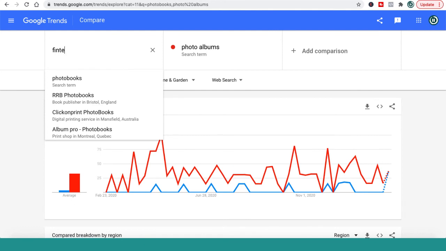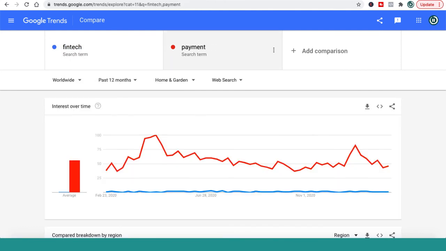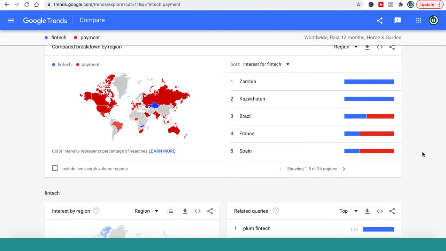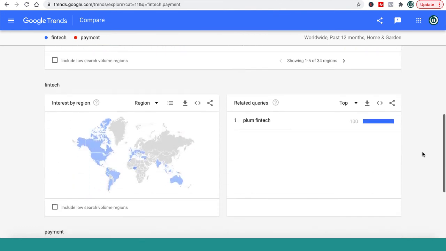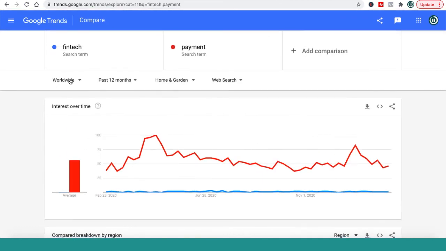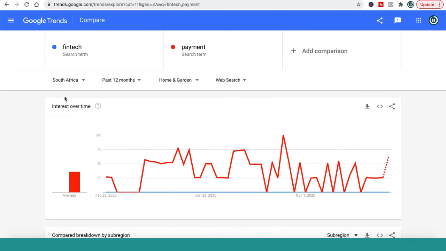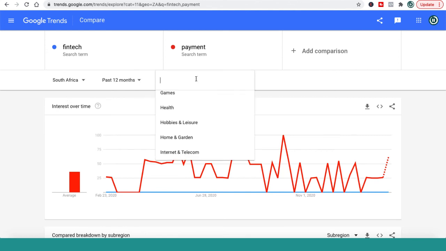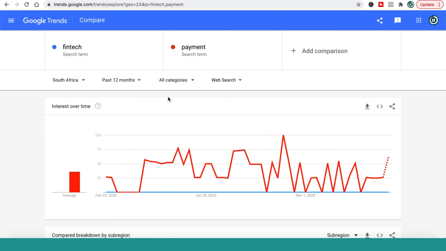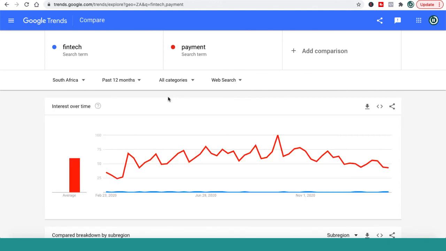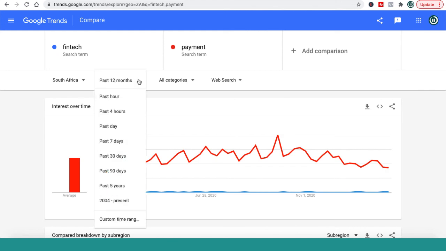Let's compare fintech to payment. Isn't this interesting? Most people in the fintech world will refer to their own products as fintech, but actually most users or merchants will look at the word payment. This is across the world. Let's go to just South Africa and have a look at the difference. Yeah, everyone searches for payment, less so for fintech. And let's go across all categories. It's very much a marked difference, and people are definitely searching for the word payment.